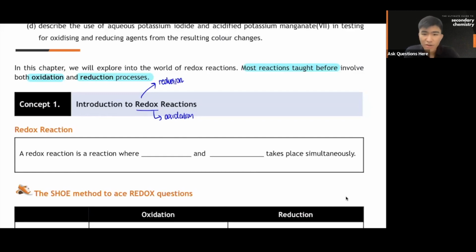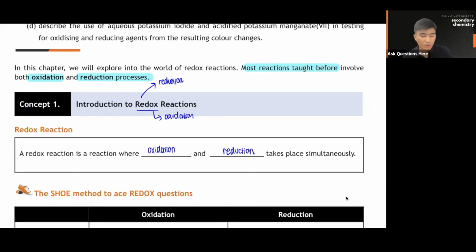Now, reduction and oxidation are something that is a little bit strange or unfamiliar to us, but it's okay, let's learn it together. So let's fill in the first box over here. A redox reaction is where an oxidation and reduction actually take place simultaneously.